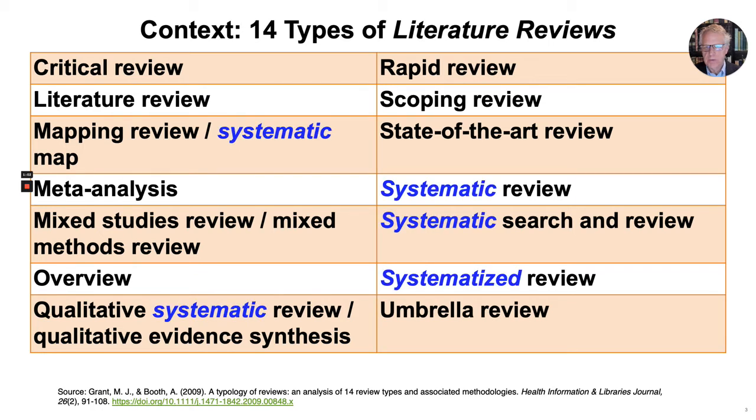However, if we look at several of the terms here, you'll note that systematic appears in 5 of the 14. The mapping review, systematic map, qualitative systematic review, qualitative evidence synthesis, a systematic review, systematic search and review, and systematized review. So what we are starting to see already by 2009 were a number of reviews which were more systematic in process with a described approach, typically documented in a protocol or in a particular flow that would be understandable to the reader.